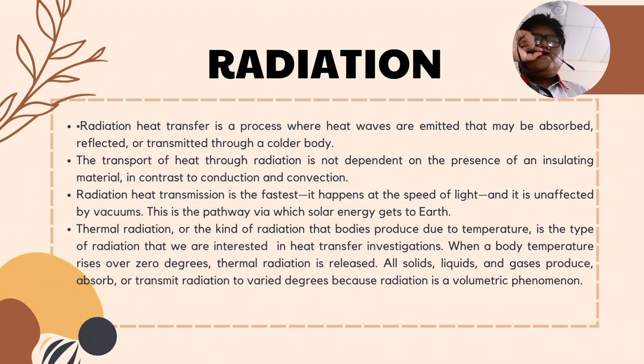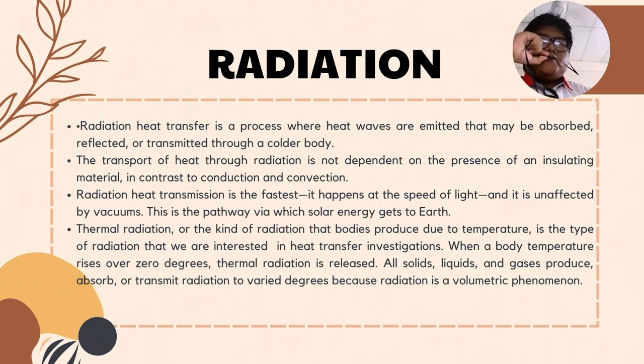What does radiation actually mean in heat transfer? In theory, radiation in heat transfer is a process where heat waves are emitted that may be absorbed, reflected, or transmitted through a colder body. The transfer of heat through radiation is not dependent on the presence of insulating material, in contrast to conduction and convection. So, radiation heat transmission is the fastest.